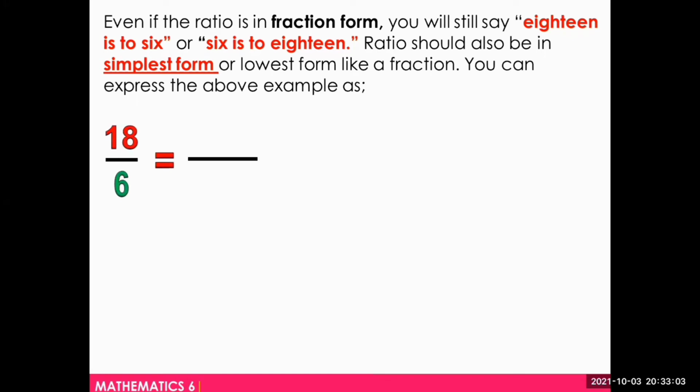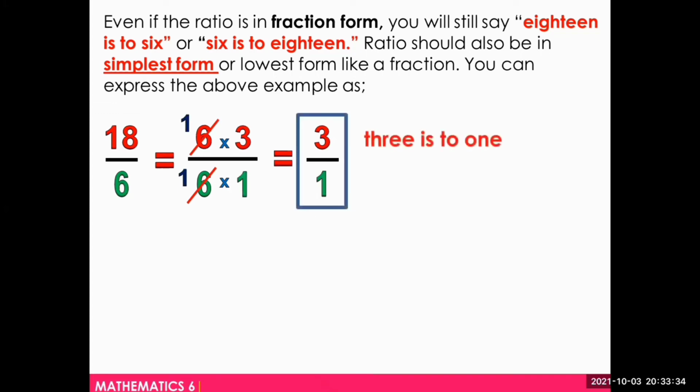You can express the above example as 18 is to 6. Kunin muna natin ang factors ng 18. 6 times 3. Kunin din natin ang factors ng 6. 6 times 1. Para makuha natin ang lowest form ng ating ratio, cancelin natin ng 6, palitan natin ng 1. 1 times 3 equals 3. 1 times 1 equals 1. 3 is to 1 ang ating ratio.